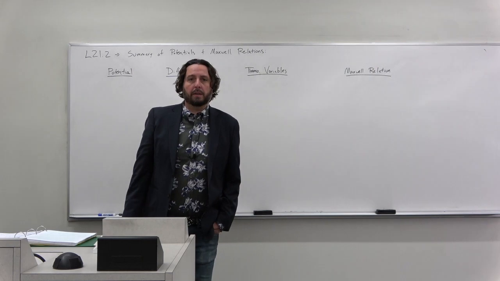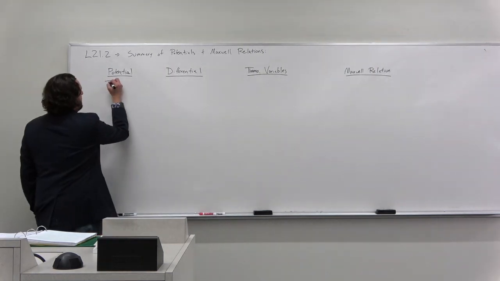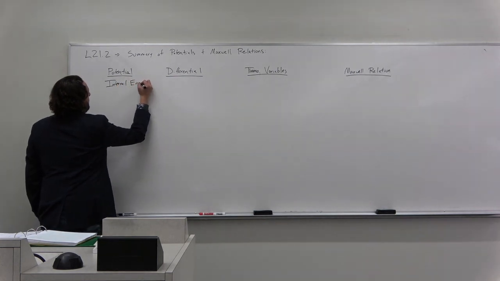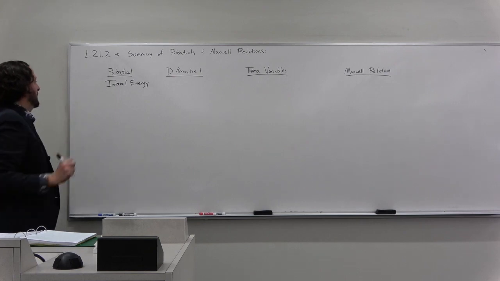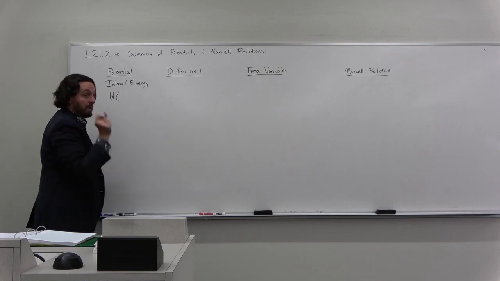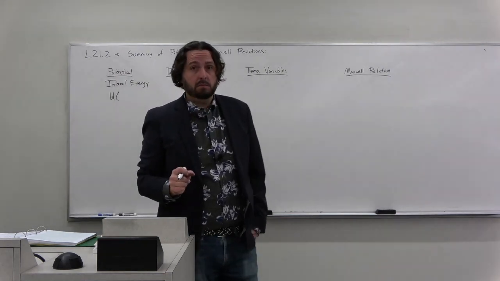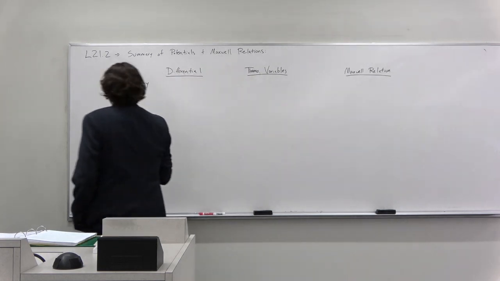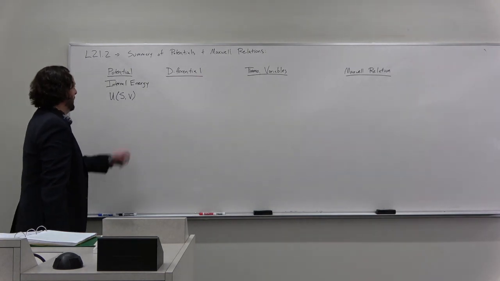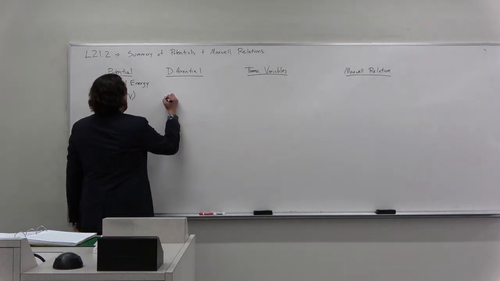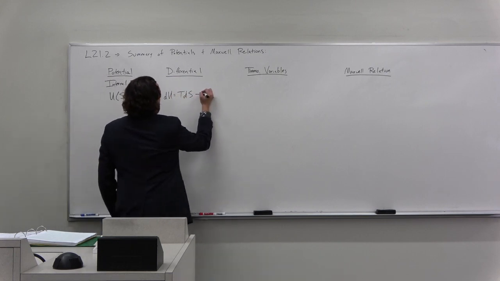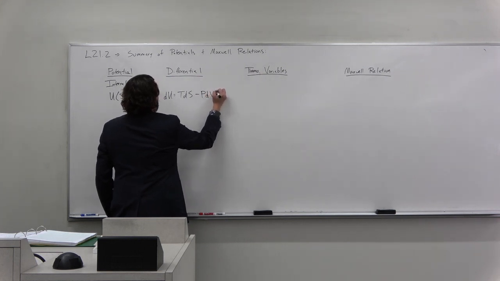Okay, so we typically start with the internal energy, which we note as U. And what are the natural variables for U? You should be able to remember this one by now. They're S and V. Okay, from this we can write our differential. dU is T dS minus P dV.